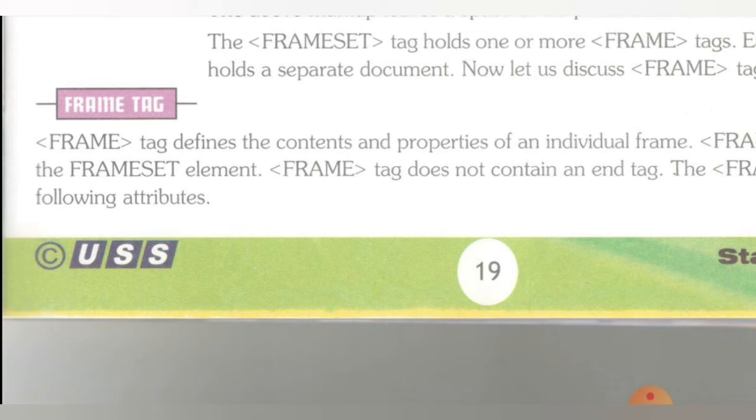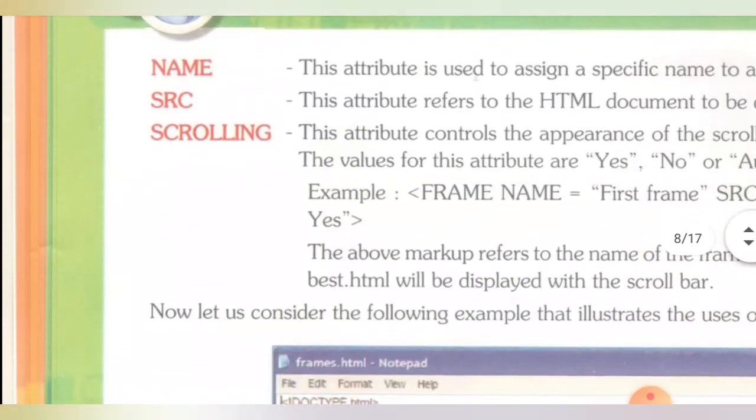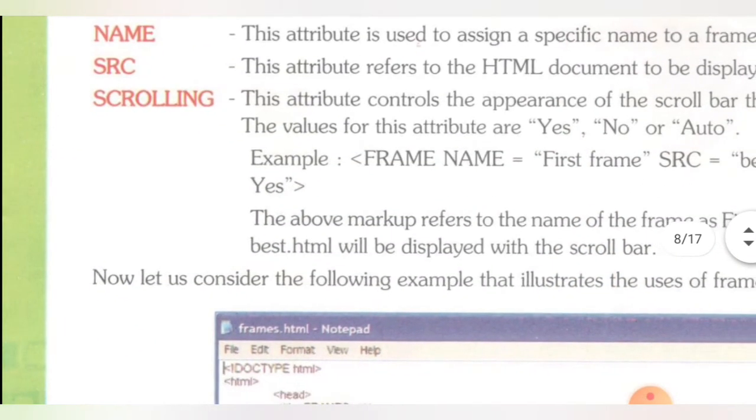Okay, so we discussed examples, ordered list, unordered list. The ordered list and unordered list are all known as container tags. The break, BR tag, is an empty tag, that is, no end tag. The frame tag is also an empty tag, that is, there is no end tag for frame. Name, SRC, scrolling, these are the attributes used with the frame tag.